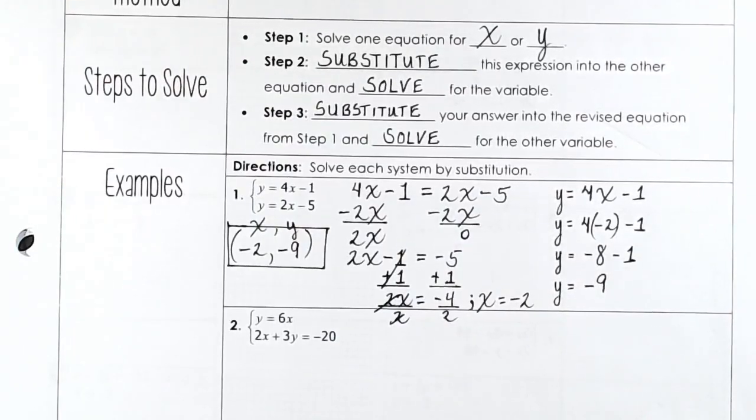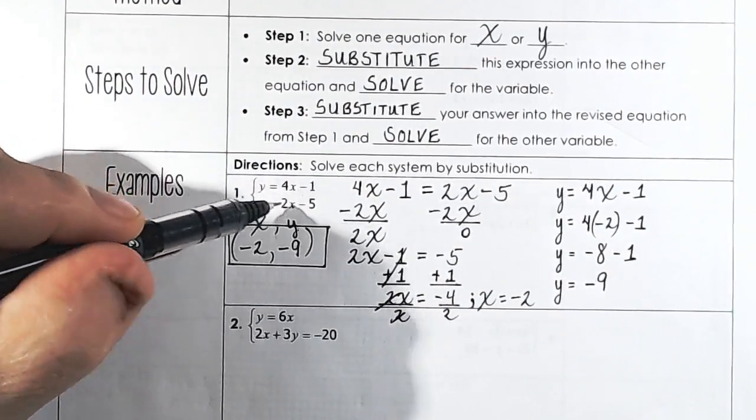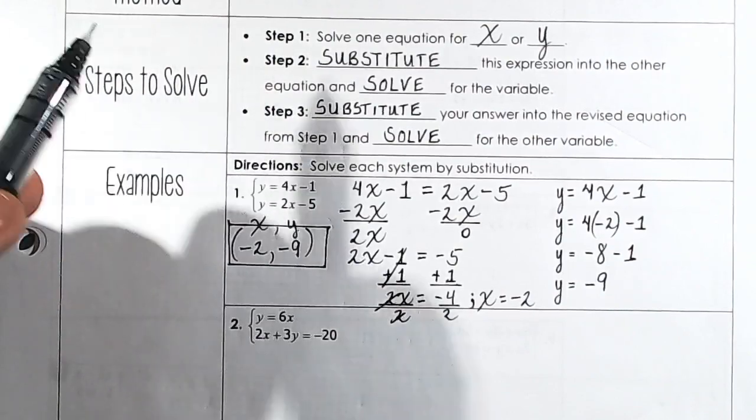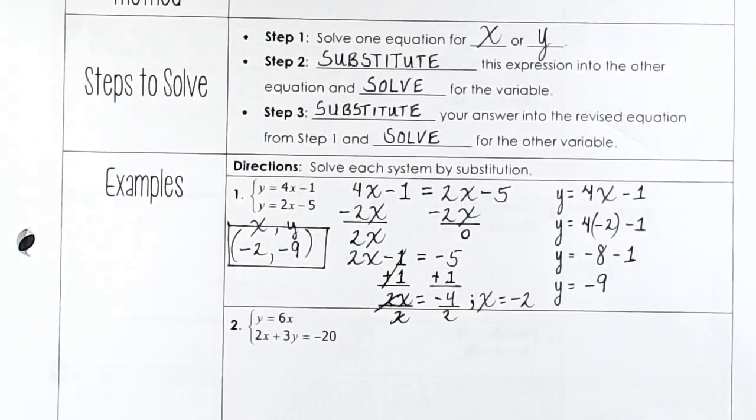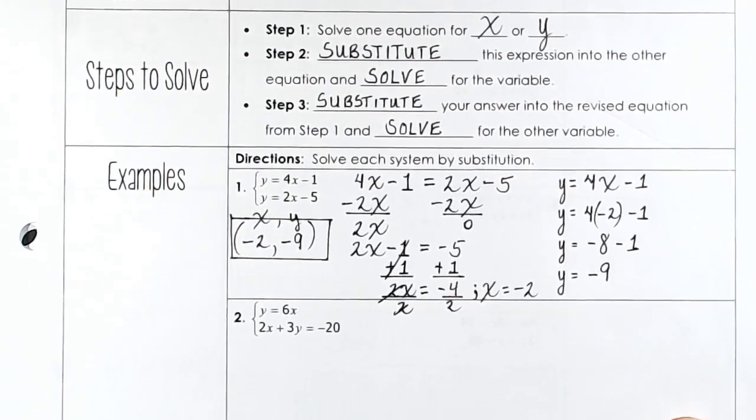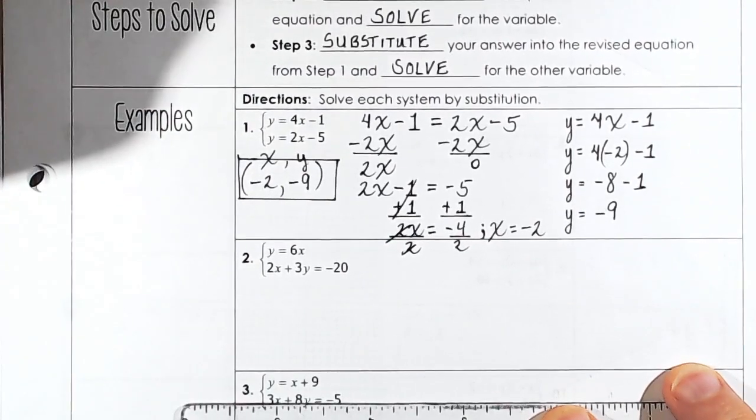And previously we learned how to solve these by graphing, and had you graphed these two equations on a coordinate plane, you would see them intersecting at negative 2 comma negative 9. Okay.